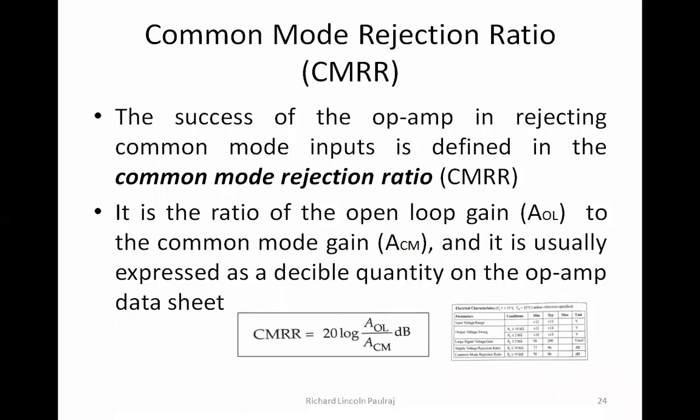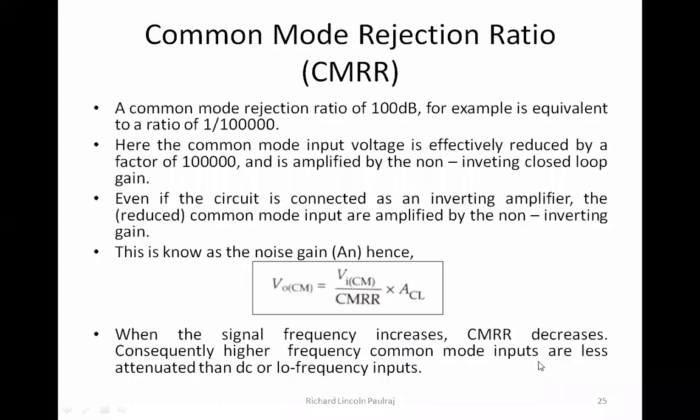Then we saw the formula for CMRR, which is nothing but 20 log AOL divided by ACM. So this is your open loop gain divided by common mode gain. I have put this up here so that you can understand that there is a factor called the CMRR, common mode rejection ratio, where the typical value is about 90, and it can go to a minimum of about 70. Then we saw the output voltage in common mode format.